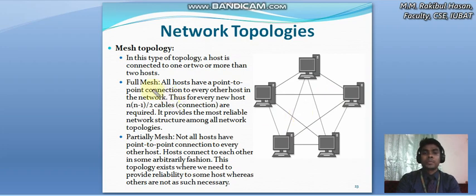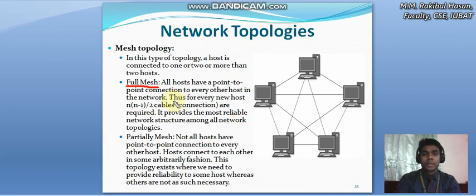We have two types of mesh topology: one is full mesh topology, and the other is partial mesh topology. Let's see what full mesh topology is. In full mesh topology, all the devices are connected with each other. When we need a very reliable and sophisticated network system, at that time we use full mesh. It will increase the cost and the configuration might be complex, but this is the most reliable one.